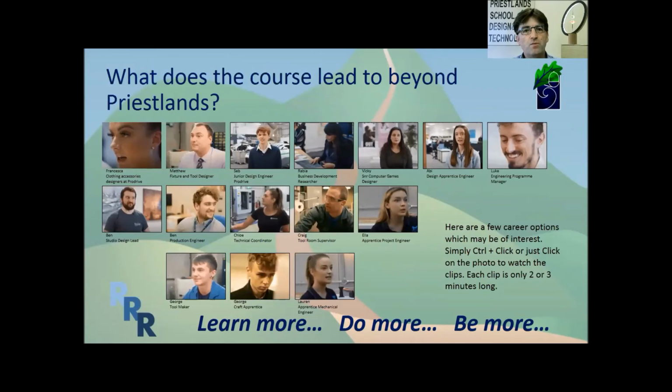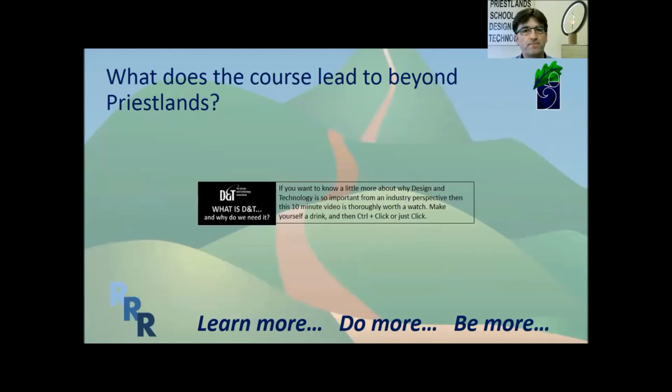This is talking about where the subject can take you in the future, and what you have on this slide are a range of photographs of people who are in industry who've taken design technology and taken it forward into the jobs they do. These are all hyperlinked photographs, and I'm going to make this PowerPoint available in Learner's Pool for you to be able to access, either downloading on a memory stick or accessing it online, and you can hyperlink into any of these little video clips. They're 2 to 3 minutes long, and they will show you the opportunities design and technology can give you.